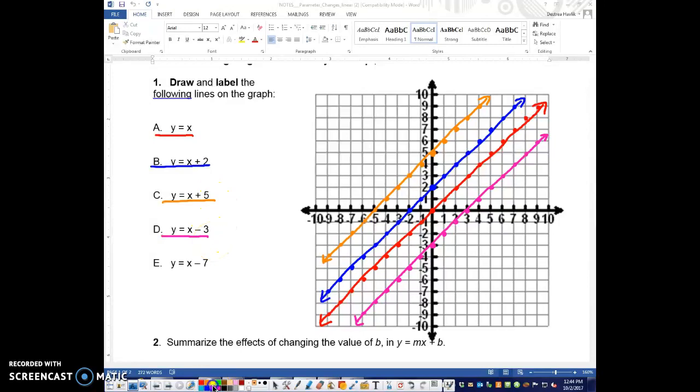Okay, and let's graph this last one. See if you can beat me to it. y equals x minus 7. Okay, so the y-intercept is negative 7. See if you can graph it before me. 1, 2, 3, 4, 5, 6, 7. Then it's 1 over 1.